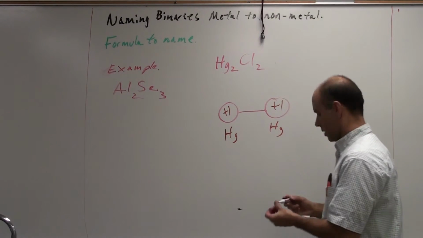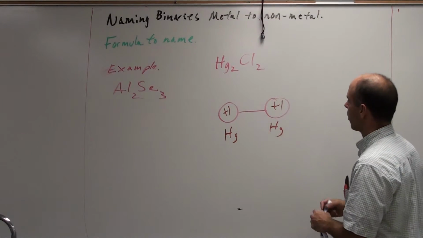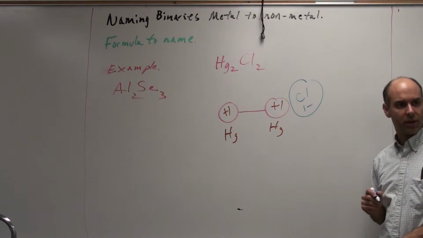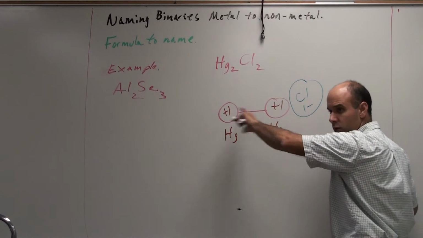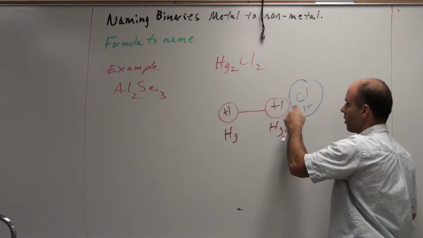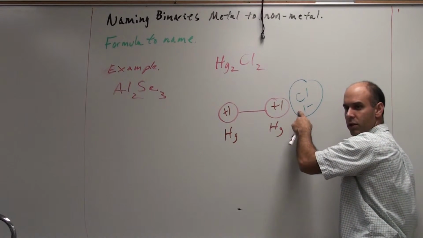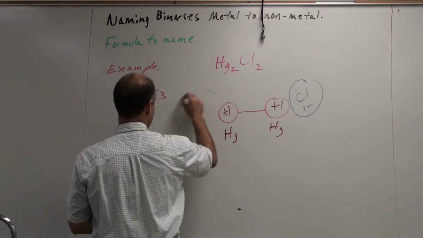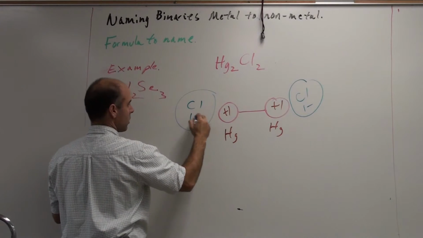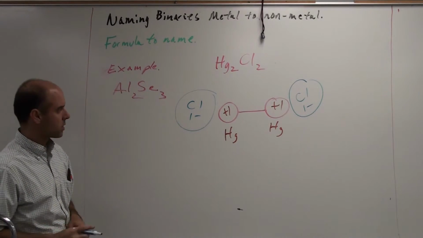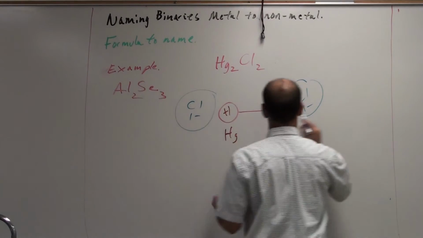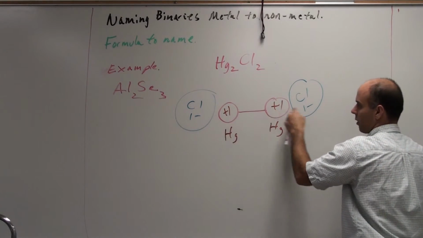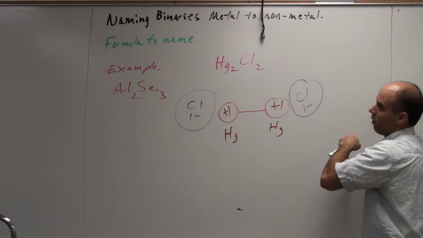So I can't just add 1 chlorine. Because if I do that, it's not neutral. Plus 1, minus 1 still gives me an overall charge of plus 1. I need 2 chlorines to balance it out. Now the overall charge is 0. Negative 1 plus 1 is 0. Negative 1 plus 1 is 0.